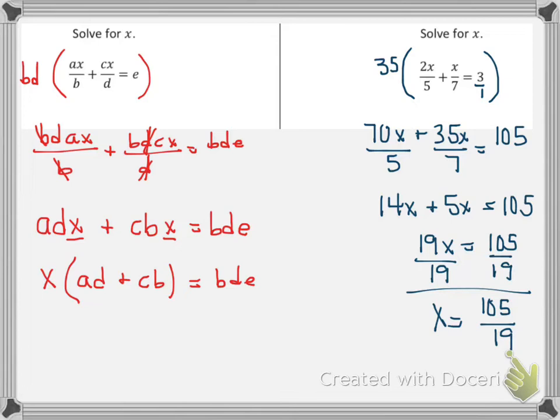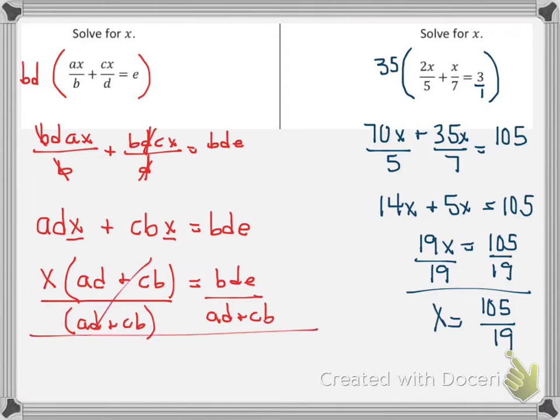And now here I find myself in great shape again. I can just divide by the quantity AD plus CB on both sides. AD plus CB. And when I do that, I get what I want. X equals BDE divided by the quantity AD plus CB. And that is the solution.